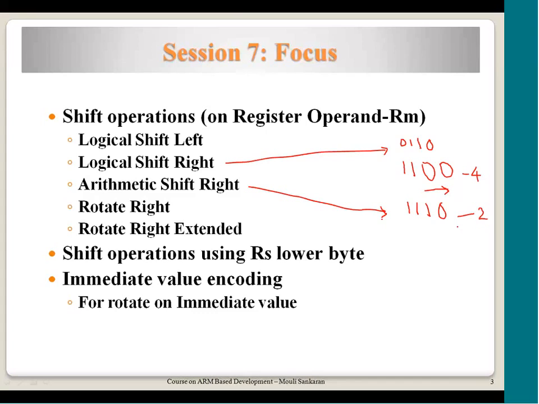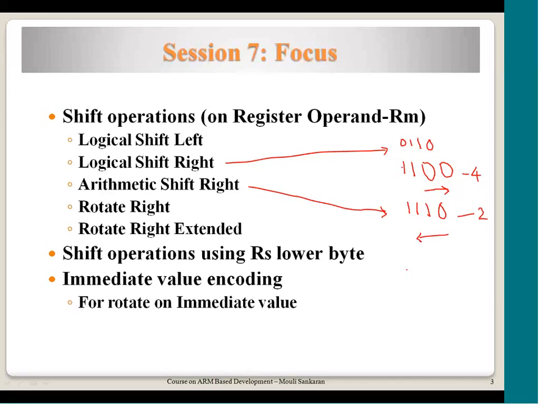Now you may wonder why there is no arithmetic shift left. Let us try. When you want a number to be shifted left, you are actually multiplying by 2. Why? Because whatever the number, if a bit position moves to the left, it is gaining more value. So when you are shifting it this way, you will be filling it with 0 on this side.